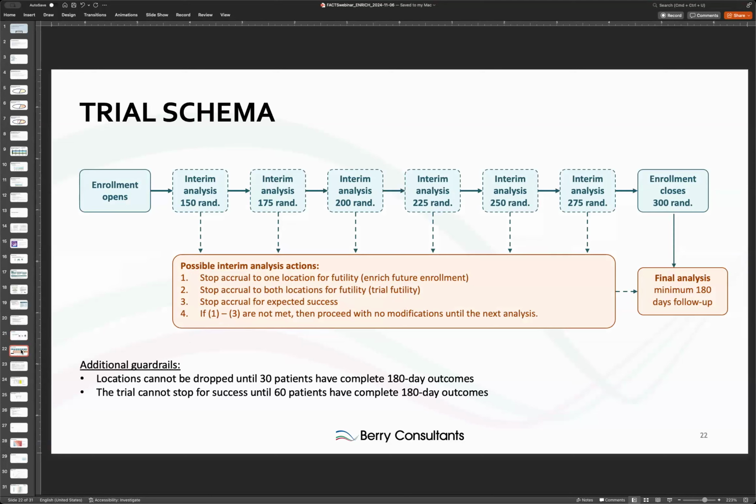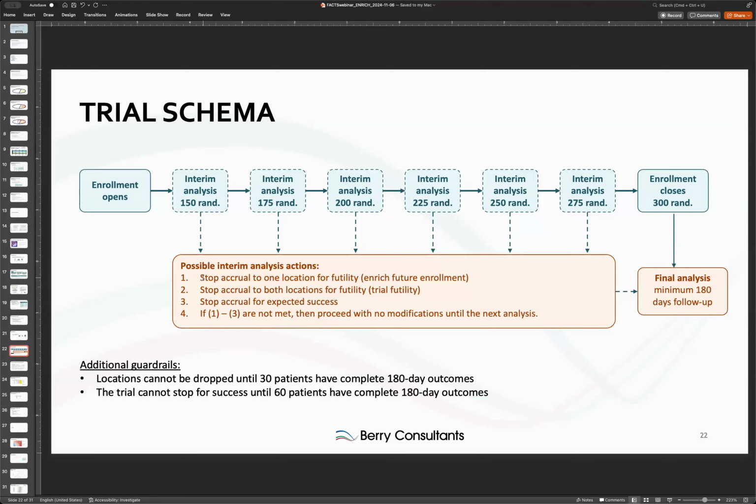So what does this all look like put together? Here's the trial scheme. You can see these are the interim analyses. We said we were going to do interim analyses starting at 150 patients randomized all the way up to 275. If you don't stop early by 275, the maximum sample size is 300. At the interim analysis, we can take 3 actions, and I guess a fourth one if none of the 3 actions are met. We can stop accrual to one location, that's ABG or lobar, for futility. This is an enrichment decision. We're changing the inclusion-exclusion criteria, restricting future enrollment.